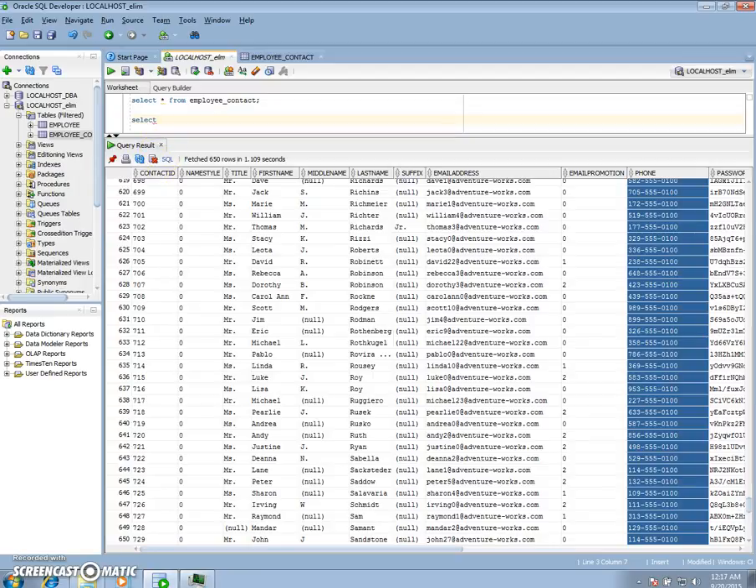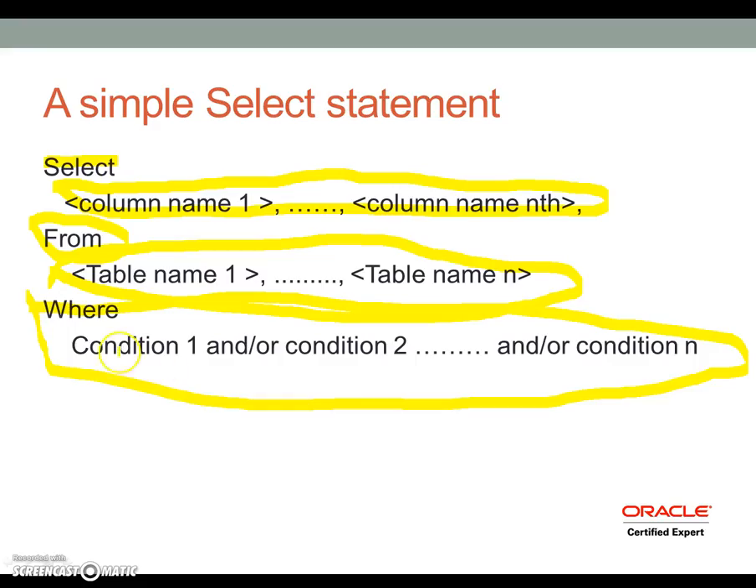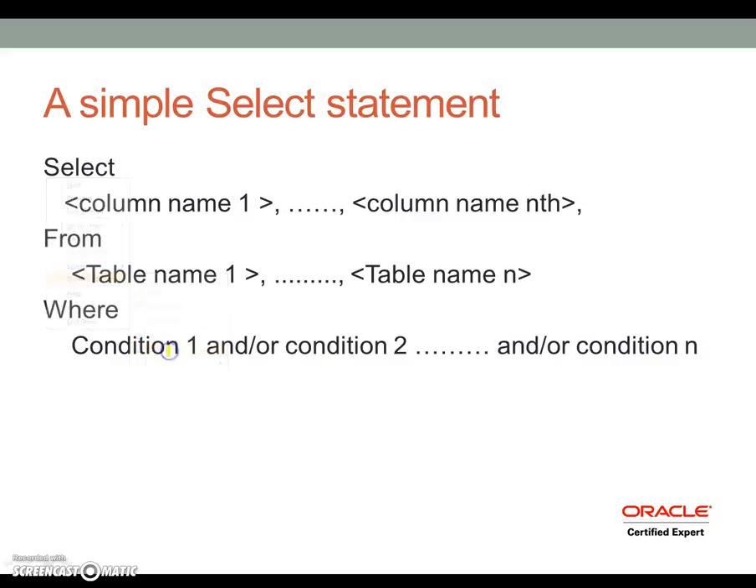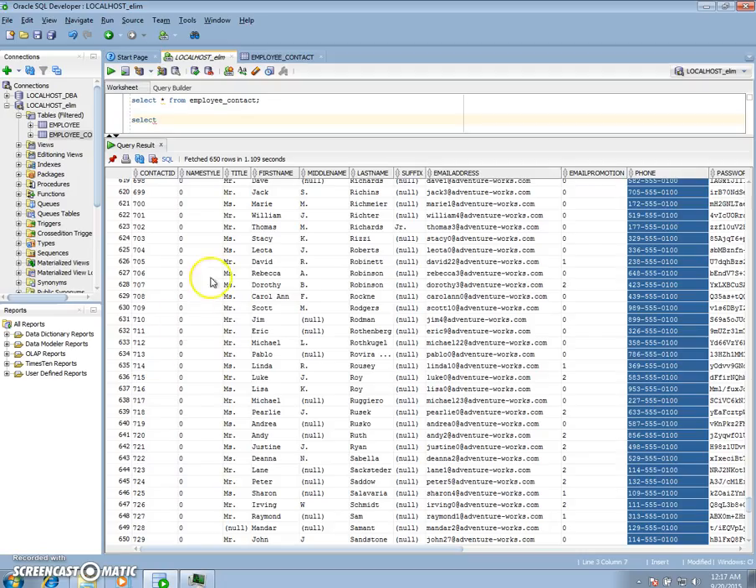Let's go back to our PowerPoint. Okay. Select different columns from table. Now try it. Select. So I just want the first name, comma, last name.